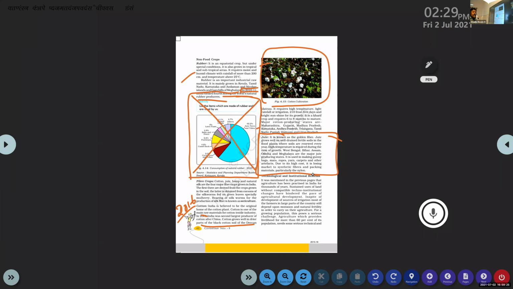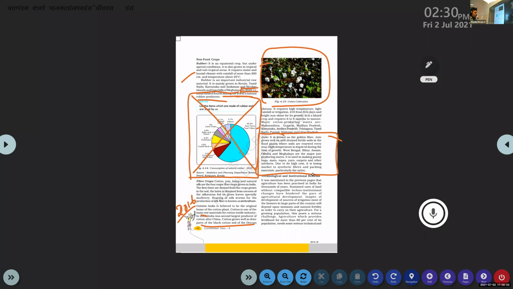Underline next point. High temperature is necessary for the growth of jute. West Bengal, Bihar, Assam, Odisha, and Meghalaya are the major jute producing states. Underline. It is used in making of gunny bags. Use of jute. Basically using to make what? Gunny bag. Underline. Mats, ropes, yarn for different other purposes. Carpets and other artifacts. Other materials, right?